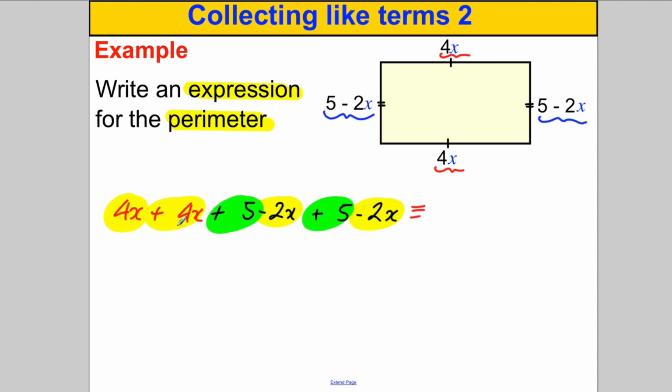4x add 4x is 8x, take away 2x is 6x, take away another 2x is 4x, and positive 5 add another 5 is positive 10. There you go, that's our expression for the perimeter. We weren't given units, centimetres or whatever, so we can just leave it like that.